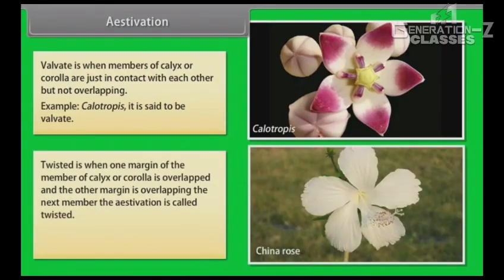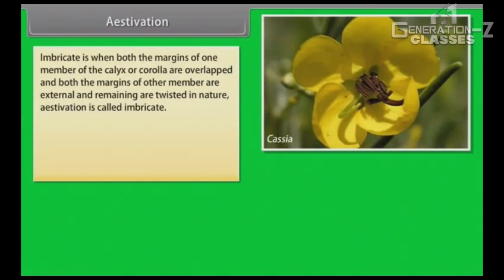Twisted is when one margin of the member of calyx or corolla is overlapped and the other margin is overlapping the next member. The estivation is called twisted. Example, China rose, lady's finger, and cotton, etc. Imbricate is when both the margins of one member of calyx or corolla are overlapped and both the margins of another member are external and the remaining are twisted in nature. Estivation is called imbricate. Example, cassia, gulmohar, etc.